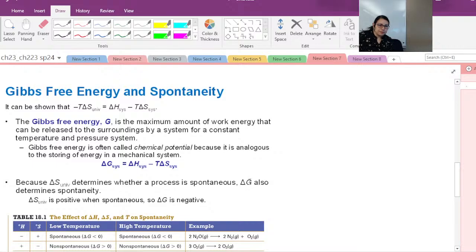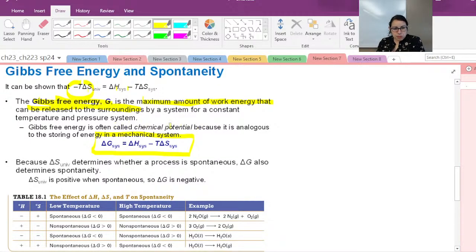And now we're getting into more equations. Our key one is here. Basically, we had said that our energy available is equal to negative temperature times the change in entropy of our universe. And this is equal to our change in enthalpy minus temperature times our entropy change. And so now we've just defined what this is. We use G, so Gibbs free energy is the maximum amount of work energy that is released. It's whatever energy is available to do work.